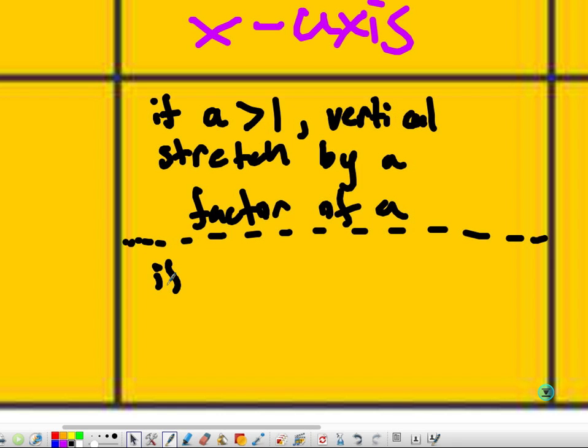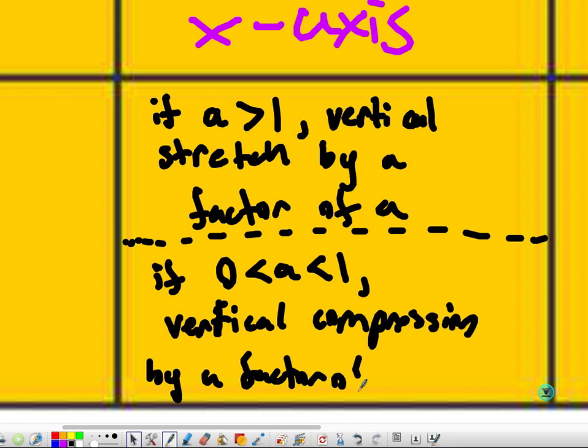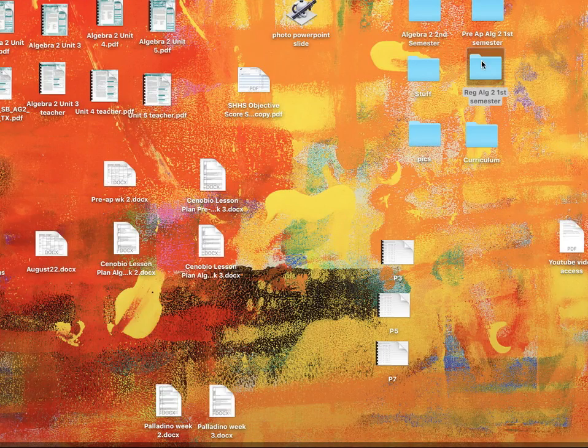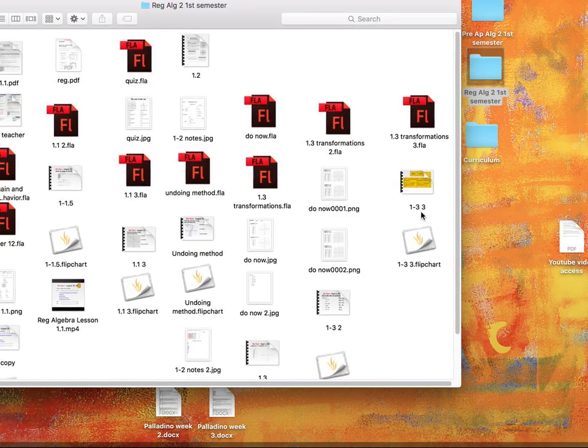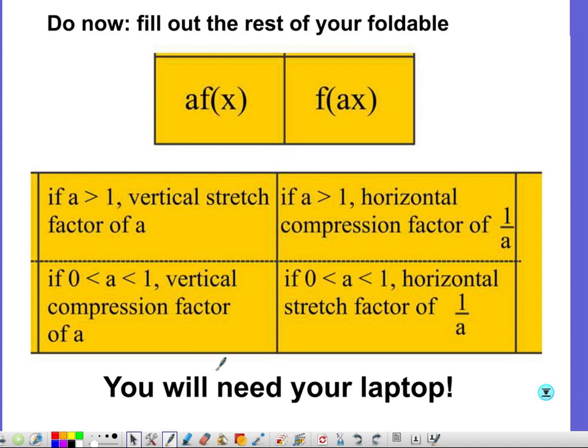And then we saw that if a is between 0 and 1, it is a vertical compression by a factor of a. Okay, so my writing's a little bit sloppy there, but let me give you a better handwriting of that. Here we go. So this is what you need to write down.